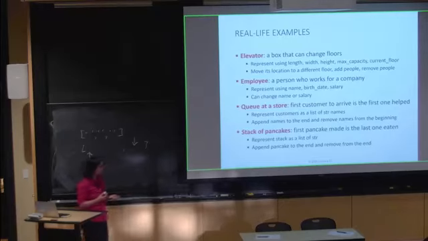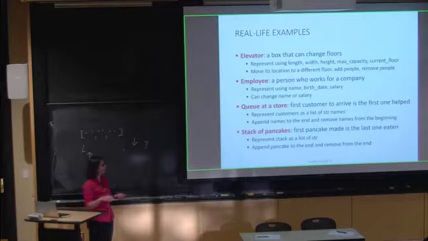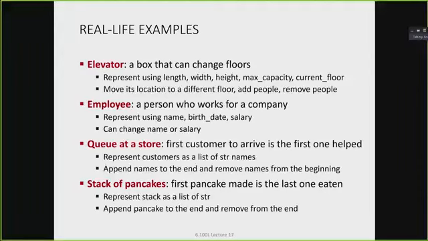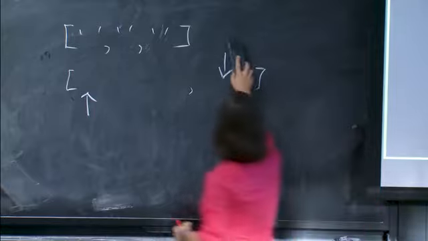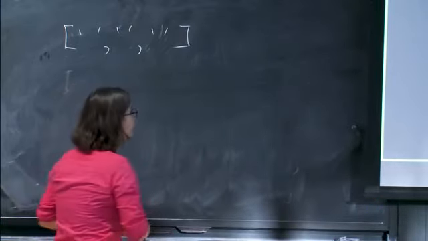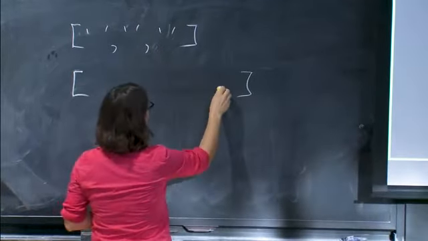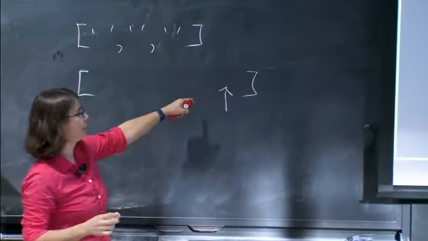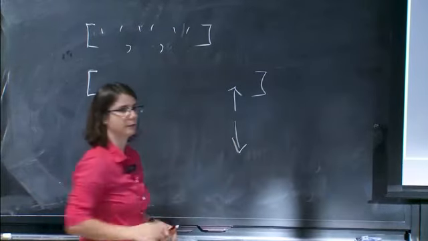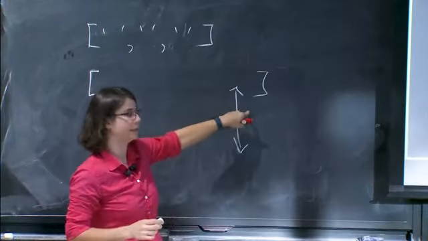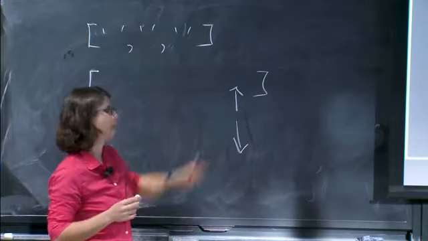And the stack of pancakes is very similar. If you think about pancakes, the first one you made is the last one you eat. So it's a first in, last out kind of situation. That means that we can still represent a stack of pancakes using a list. So the data representation for a stack of pancakes will be the same as a queue, except that the behavior will be different. Because if I just made a new pancake and it goes at the end here, the newest one that I made is the first one that I'm going to eat. So if I add a pancake to the end of my list, I'm going to remove the pancake that I want to eat from the end of my list as well.